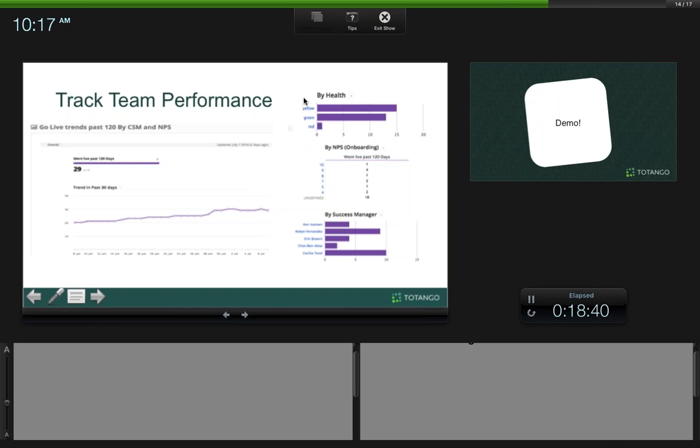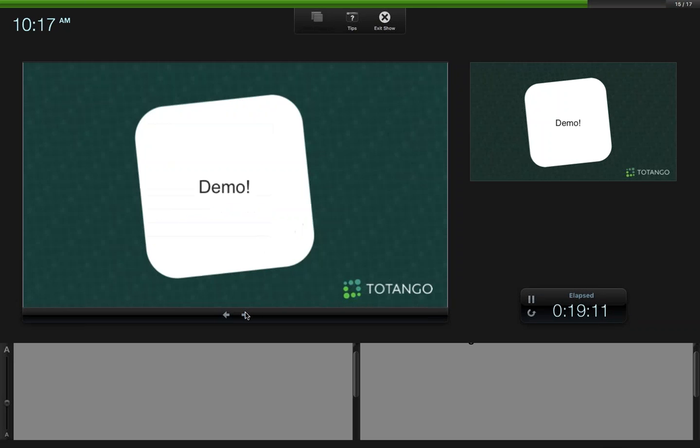I can also see a breakdown by health. So I can see customers that are doing, there's a couple maybe that are in red, which is obviously not good. I would want to see the majority of my recently onboarded customers green, and then there's some yellow. So there's some work to be done. I can also see the breakdown by NPS. So I can see how many customers gave us a 10, a 9, etc., and also by success manager. So it really gives me and the team a way to visualize it and keep track and monitor progress.